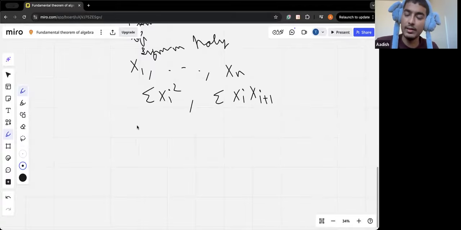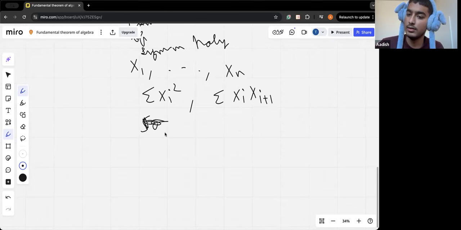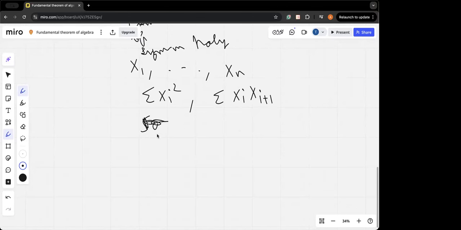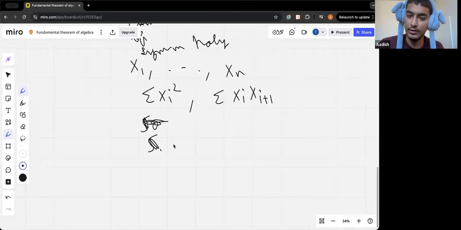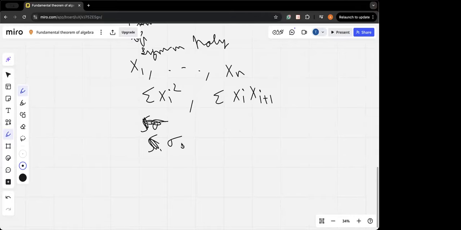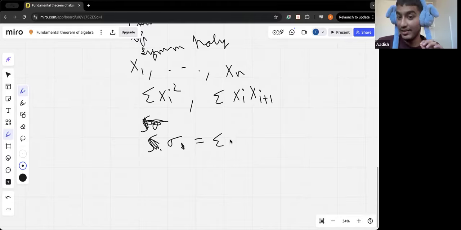The elementary symmetric polynomials are denoted either by the letter S or the letter rho, and I don't remember which. Does anyone remember? It's rho. Isn't it sigma, not rho? There's a reason I didn't do physics.